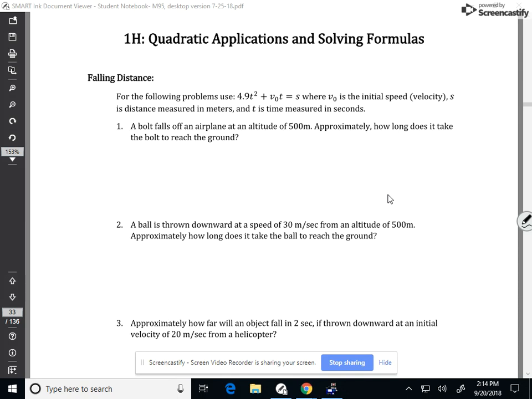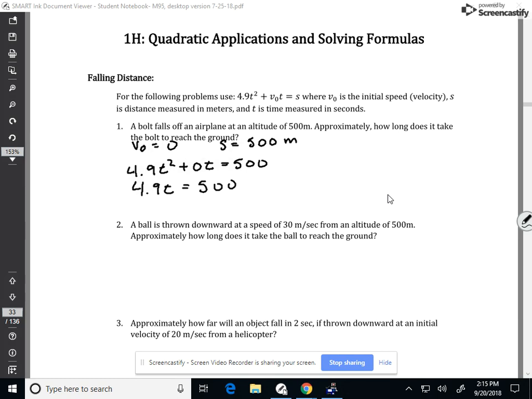Because it's falling off the airplane, it's sitting still. So its initial speed is 0, okay? And we want to know, when does it reach the distance where it hits the ground? Our s value is 500 meters because the plane is 500 meters above the ground. So if we plug in what we know, I've got 4.9 t squared plus 0t equals 500. We don't really need the 0t, so we can get rid of that.